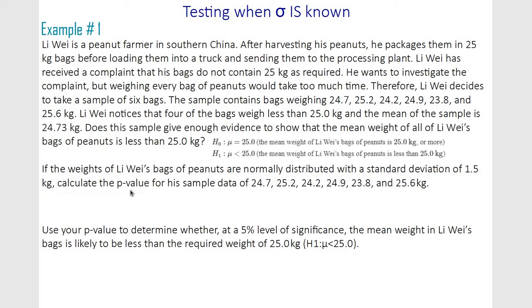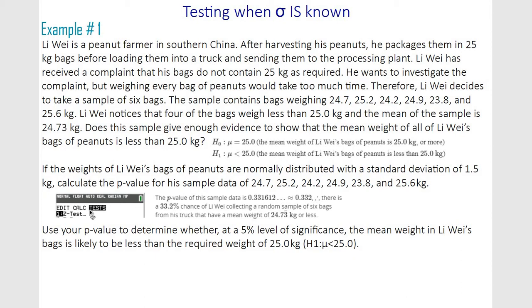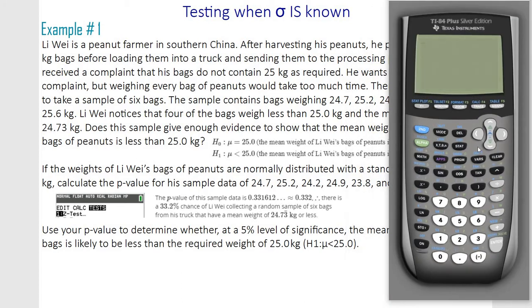So here, the population of weights has a standard deviation of 1.5 kilograms. Calculate the p-value. How do we calculate that? We do a z-test. The z-test is when we know the standard deviation. So we go to our calculator. That would be under stat, then tests, and then we're going to z-test.